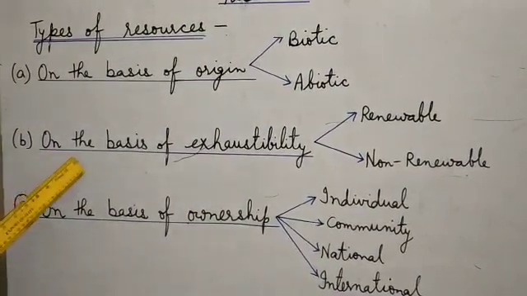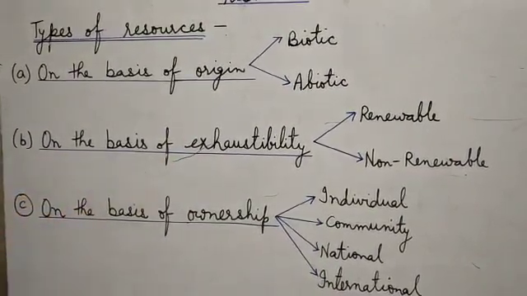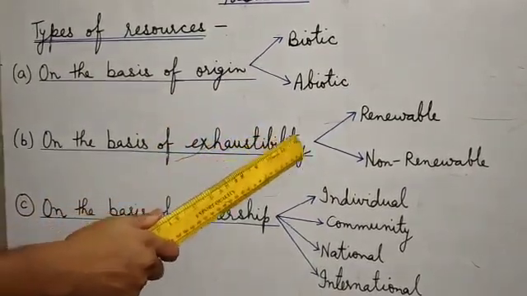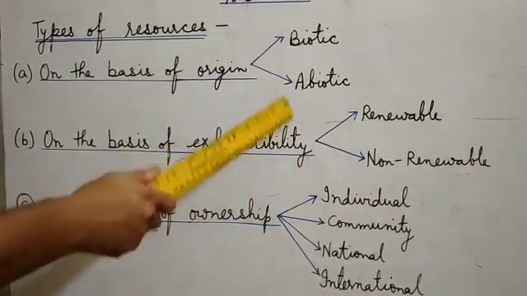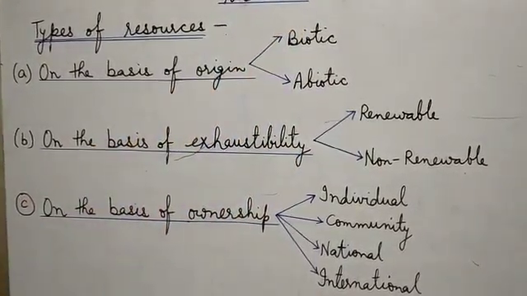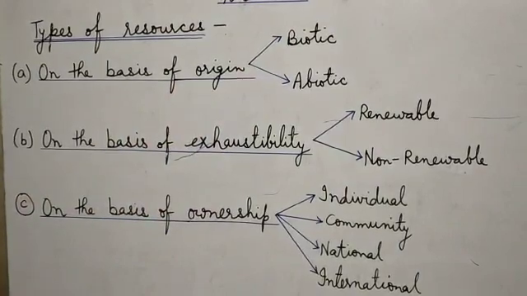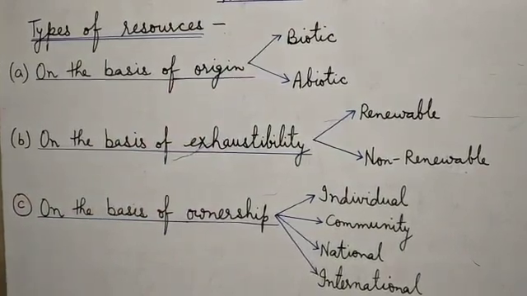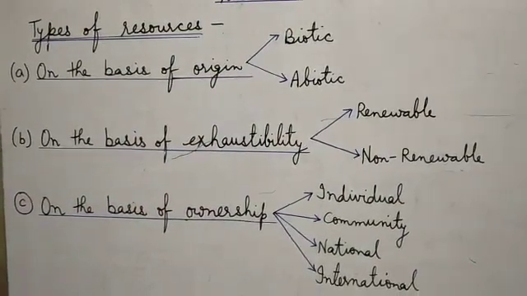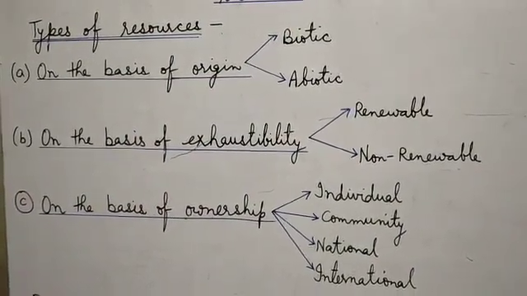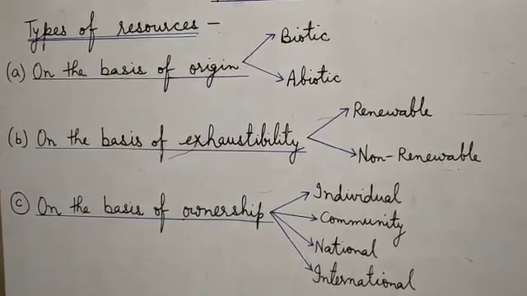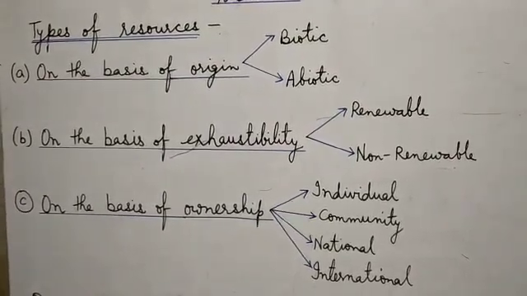Next is on the basis of exhaustibility or renewability. Resources can be renewable or non-renewable, or exhaustible or non-exhaustible. Renewable resources are the resources which can be renewed or replenished by physical, chemical or mechanical processes, like solar, wind, forest, water, wildlife. They all are renewable resources.